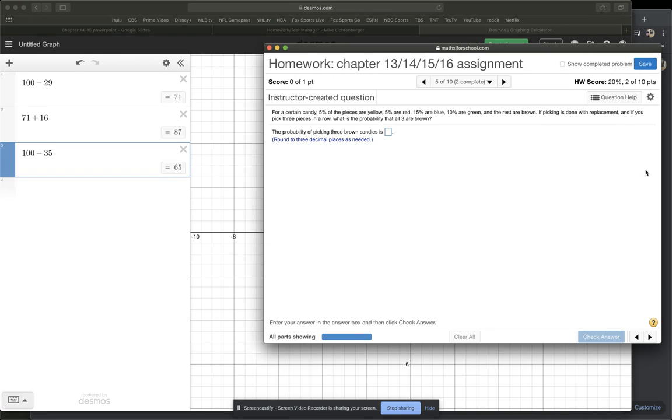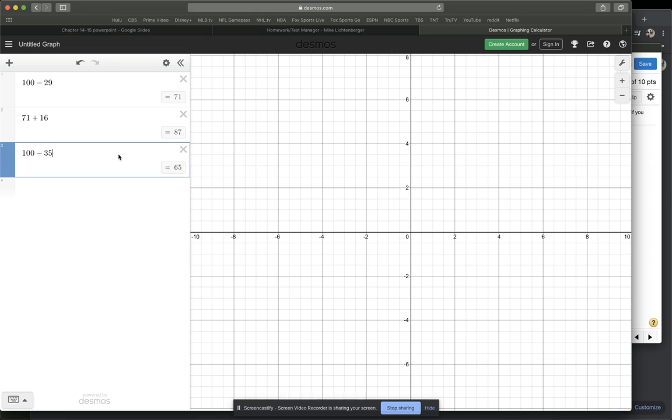So 65% are brown. We want to know the probability that the first one is brown, and the second one is brown, and the third one is brown. So if I assume that's with replacement, then I'm going to just multiply those 3 probabilities together. So it's going to be 0.65 times 0.65 times 0.65.